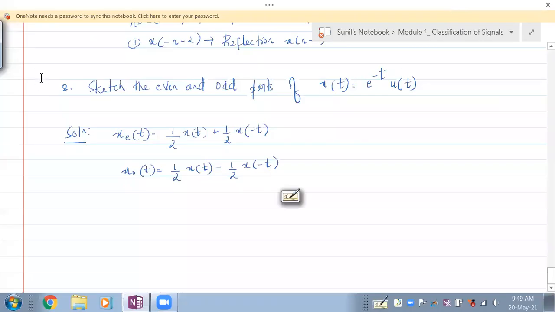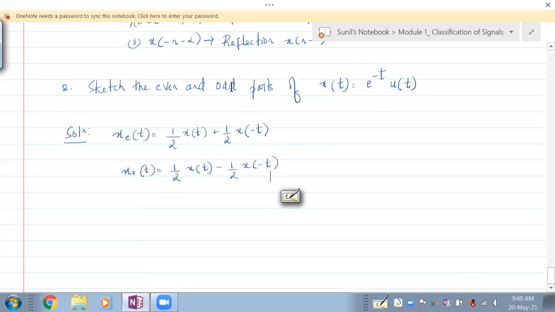So in the next problem, we are asked to find the even and odd parts of x of t, which is a real exponential, and this is a decaying exponential because the scalar along with t is negative, minus 1. This decaying exponential ranges from 0 to infinity, and u of t is telling us that.